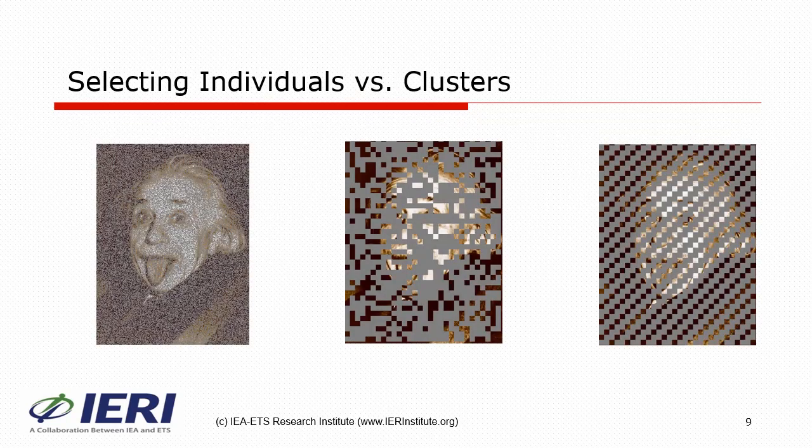In this slide, we have the same picture in three different ways. We have one where we've done a simple random selection of pixels, that's the one on the left. Then the middle one, where we've selected clusters or blocks of pixels. And then the one to the right, where we have selected also blocks of pixels, but we've done systematic selection across the picture. And you'll see that the one on the right gives us a pretty good picture, better than the one in the middle, by systematically making sure that we cover the entire picture.